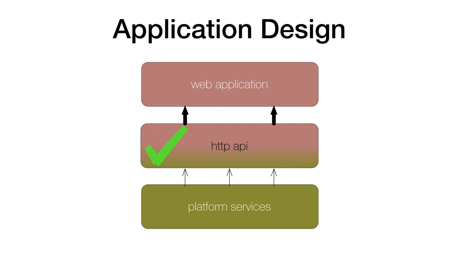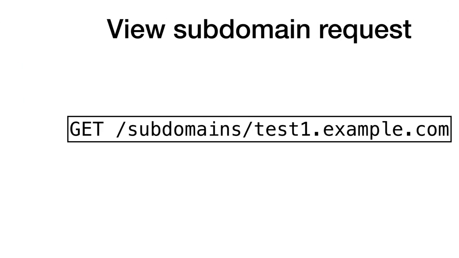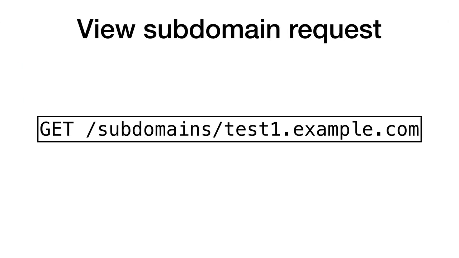Any questions to this point? So let's look now at the view subdomain request. If we wanted to look at a single subdomain, we might create an endpoint like this. This seems sensible, right? We are asking for the test1.example.com subdomain resource.